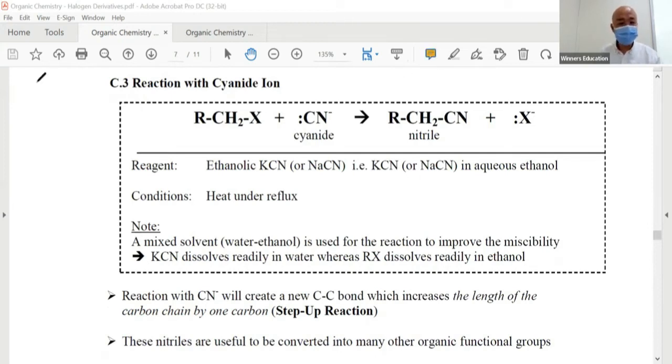This is the third chemical reaction. It's also under SN2. You can see clearly from the chemical equation, it's a reaction with the cyanide ion, right? So this is your nucleophile.